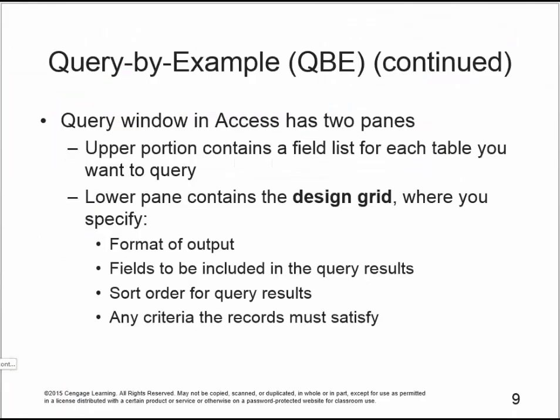and that's what we'll do more of this week. So when you look at the query window in Access, you will see that it does have two panes, and we're going to look at those in just a second. The upper pane contains a field list for each of the tables that you want to query, and the lower pane will contain the design grid, which is where you can do different things such as specify the format of the output, the fields that you want included, the sort order, and so on.